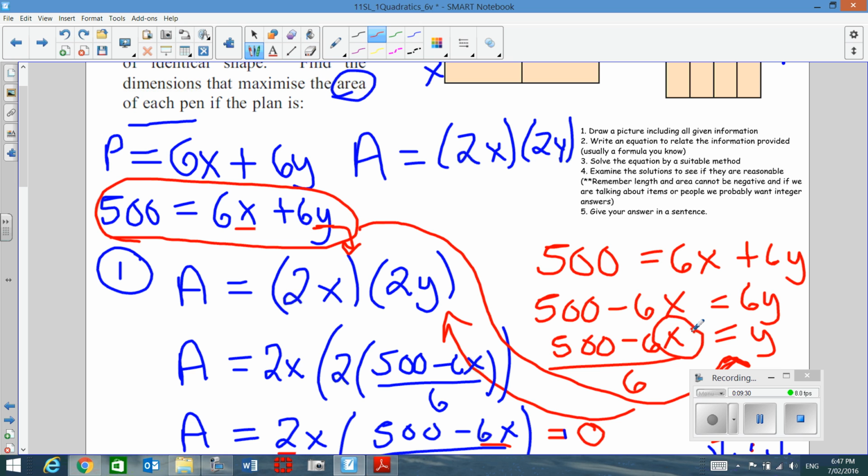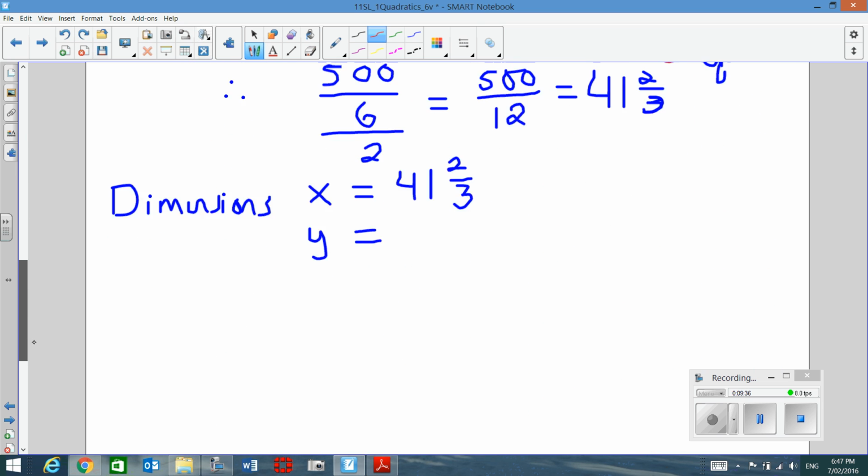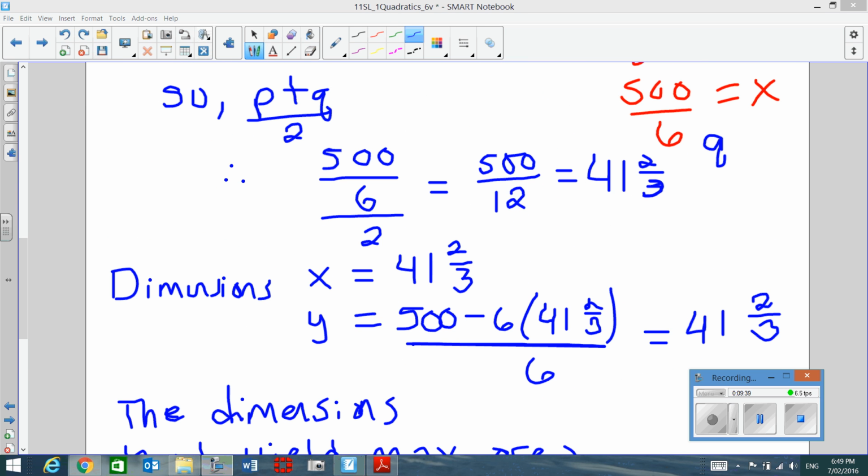So 500 minus 6 times 41 2/3 and divide by 6. Go ahead and try it. Let's see what we wind up getting. So for this example, the x and the y actually come out to be the same to yield the max area. And for rectangles, your max area really does happen when you have a square. So we have 41 2/3 by 41 2/3.